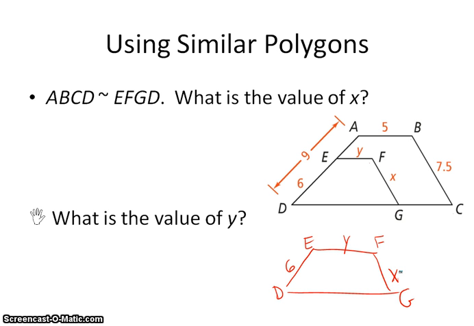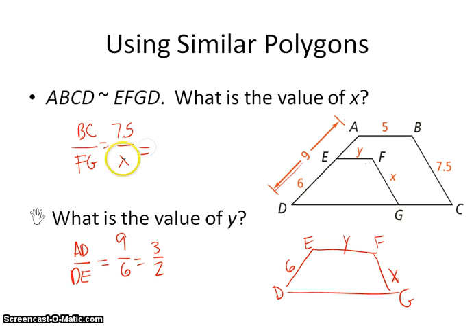Well, in order to figure out the scale factor, I cannot use this side because I have a variable, and I can't use these two sides, and I can't use the bottom because they didn't give me a measure. But I can use DE to this whole big AD. So AD to DE should give me the scale factor of the large quadrilateral to the smaller quadrilateral. AD is 9, DE is 6, so we have a 3 to 2 scale factor. Now, to solve for X, I know that BC to FG, which is 7.5 to X, has to be my scale factor.